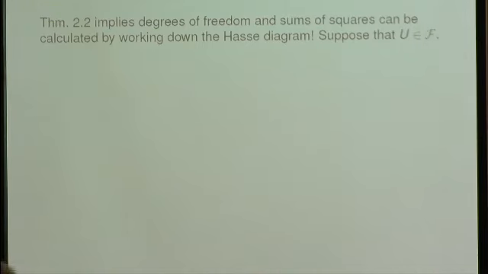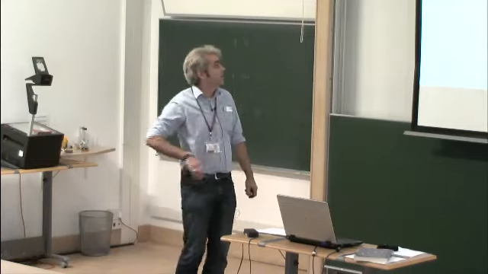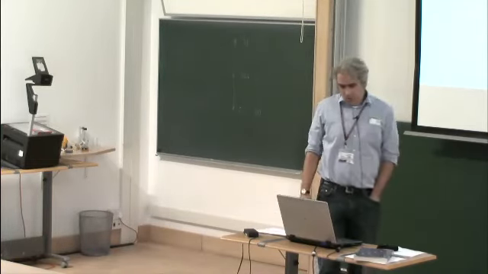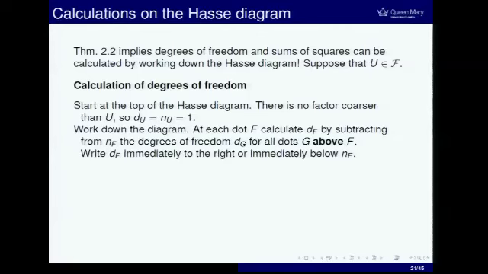And that is basically the reason why we can use Hasse diagrams to calculate, on the one hand, degrees of freedom for the ANOVA, and on the other, sums of squares for the ANOVA. So what we do is that when we're doing calculations of degrees of freedom, we will always assume that the universal factor is in our set curly F. Then we start at the top of the diagram. There is no factor coarser than U, so there's nothing to subtract, so we write the degrees of freedom here.